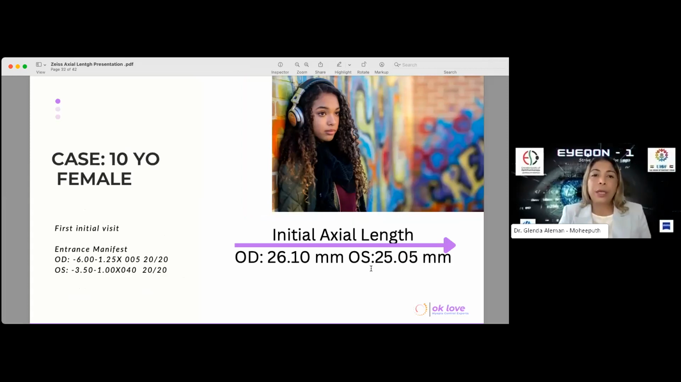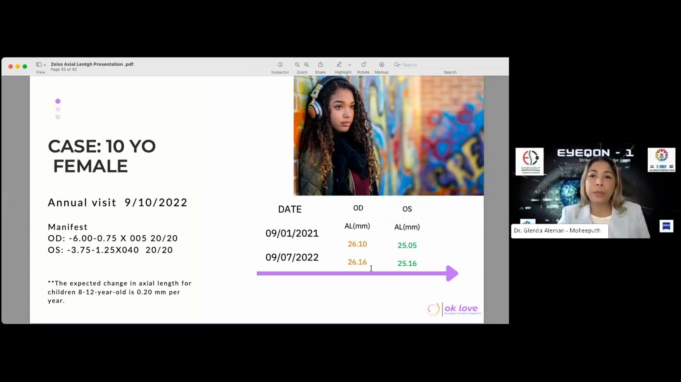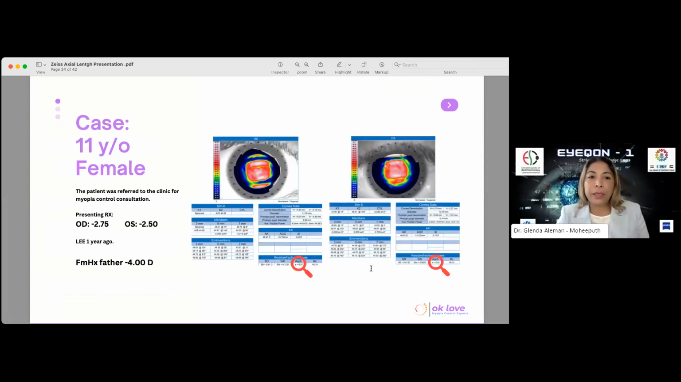This is another case. We decided to fit this patient, because of the difference in her prescription, with a soft multifocal lens. And you can see here that it was also very effective. Over a year, we had a progression of 0.06, which is excellent for her age. We expect to have an axial length change of 0.2. In her case, it changed by 0.06. So that is great.